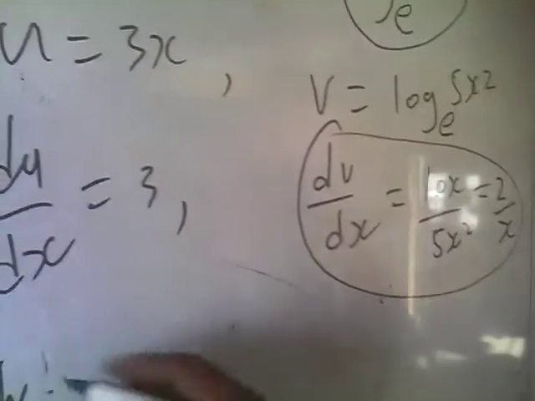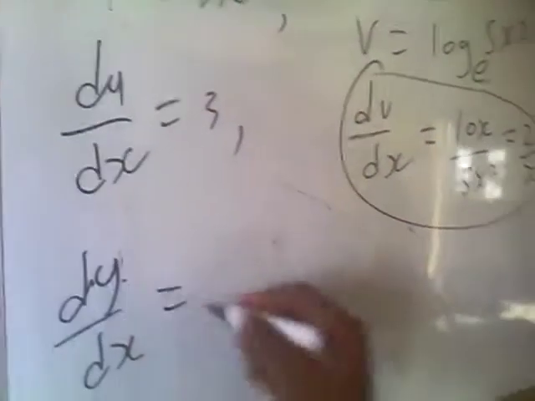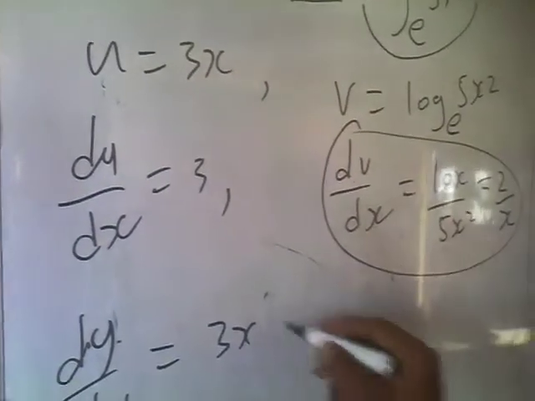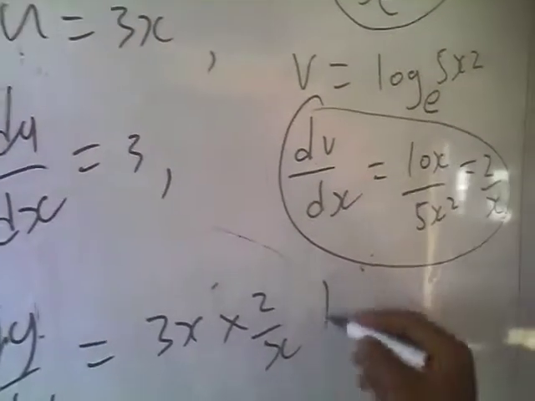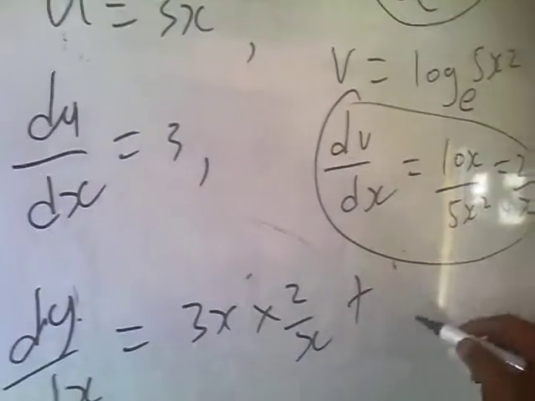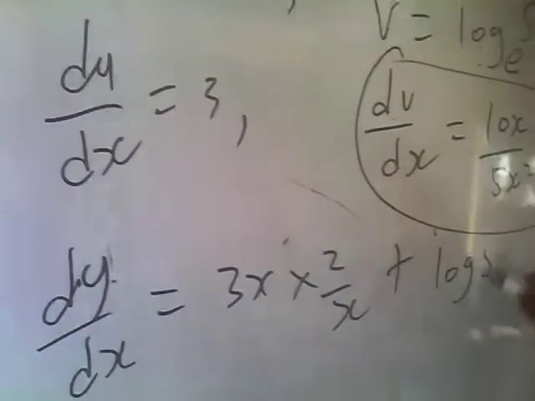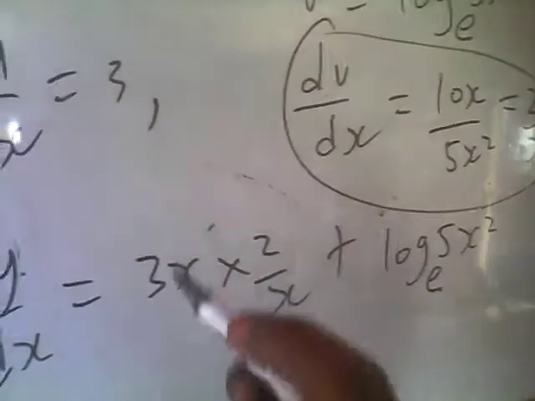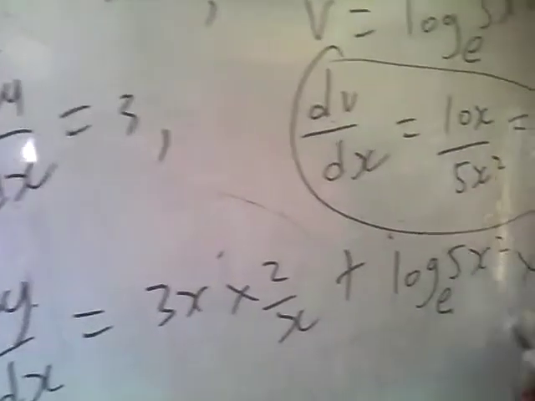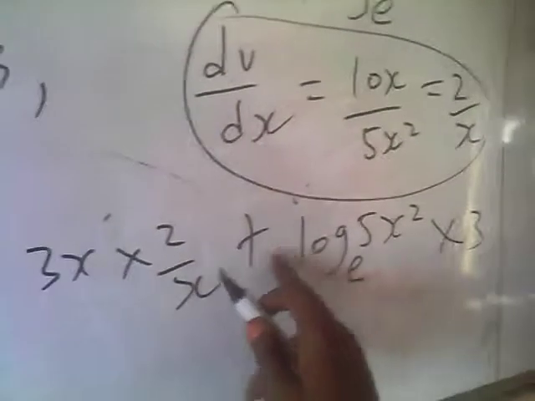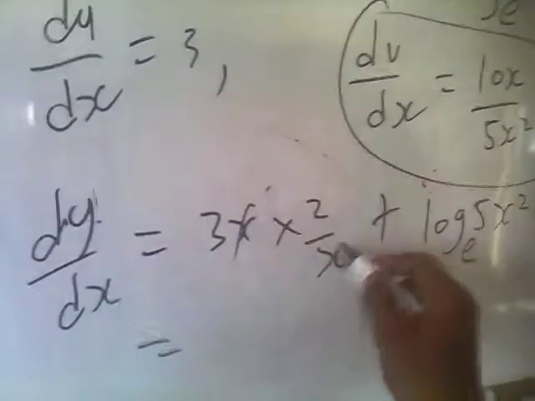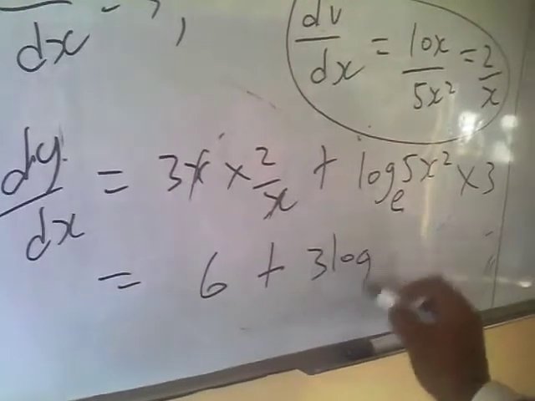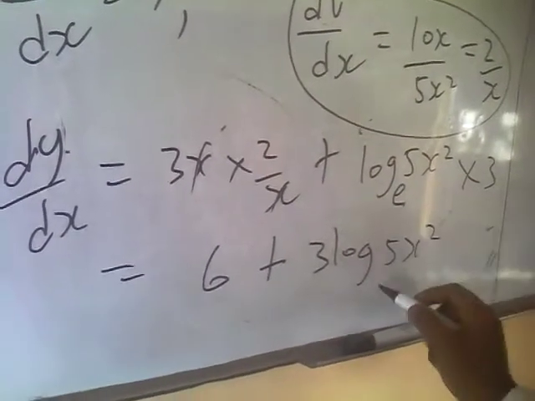Now the dy/dx will be u dv/dx. Our u is 3x, dv/dx is 2 over x, then plus v. Our v is log 5x squared to base e, times du/dx, which is 3. Times 3, this is a constant, it can only become a coefficient here. So we have x cancel x, that is 6 plus 3 log 5x squared to base e.